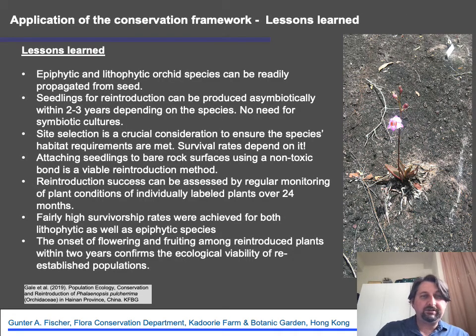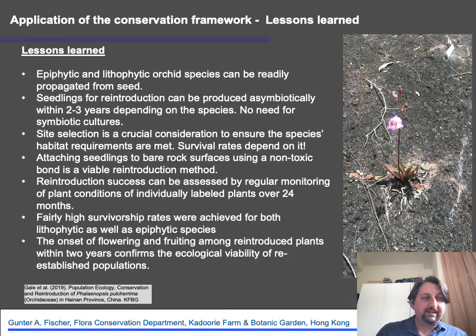So to summarize, what did we learn from our 2 case studies related to reintroduction and conservation of extremely rare orchid species with small populations? Epiphytic and lithophytic orchids can readily be propagated from seed. Seedlings for reintroduction can be produced asymbiotically within 2 to 3 years depending on the species, so there is no need for complicated symbiotic cultures. Site selection is a crucial consideration to ensure the species' habitat requirements are met. Survival rates depend on it. Attaching seedlings to bare rock surfaces using a non-toxic bond is a viable reintroduction method.